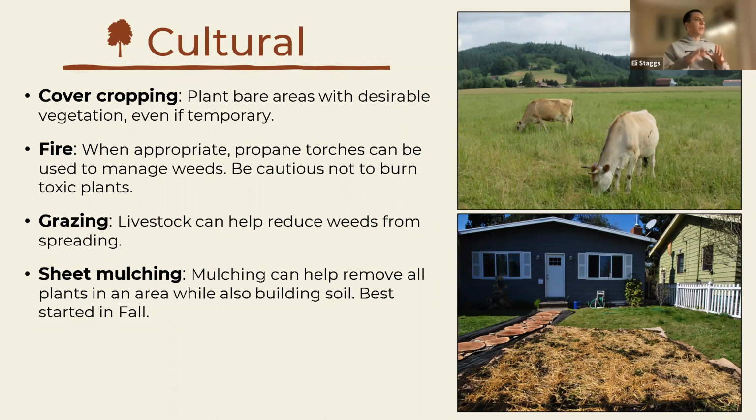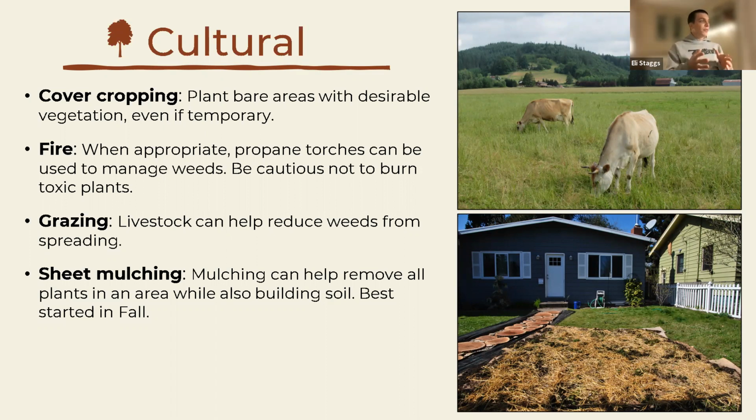Propane torches can be used to manage some weeds, but if you have something that's toxic, like to your skin, I wouldn't recommend burning poison oak. Having those fumes in the air would not be good for your lungs or maybe your neighbors. I wouldn't recommend it. So be cautious when you're interacting with toxic plants.